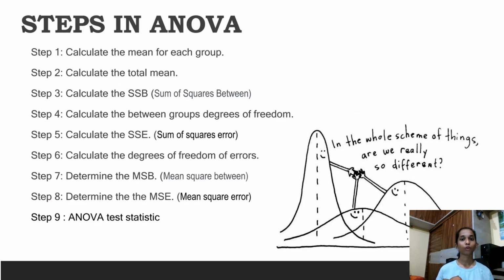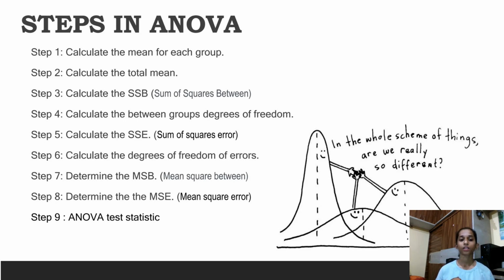Let's see the steps involved in solving ANOVA. The first step is to calculate the mean for each group. The second step is to calculate the total mean. The third step is to calculate SSB, where SSB stands for sum of squares between. The fourth step is to calculate the between groups degrees of freedom. The fifth step is to calculate SSE, where SSE stands for sum of squares error. The sixth step is to calculate the degrees of freedom of errors.